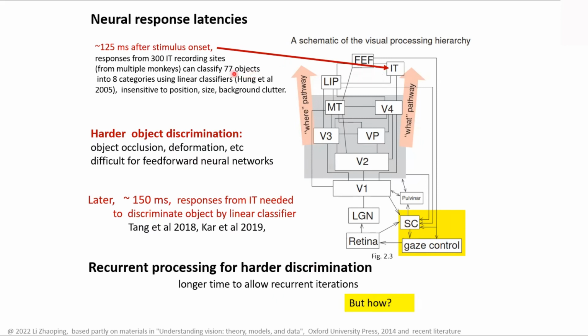Of course, the R vector, the 300-dimensional response R vector at 125 is different from 150. How did it happen? That's the critical thing. Once you give the R, you can decode. But how does the brain do that?